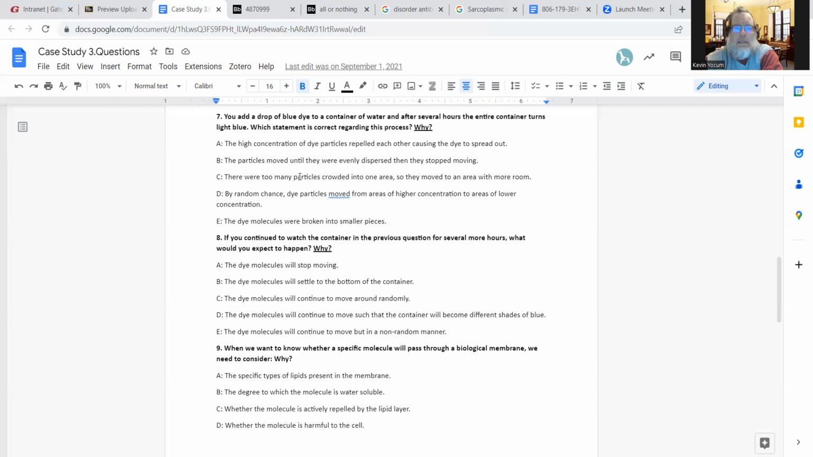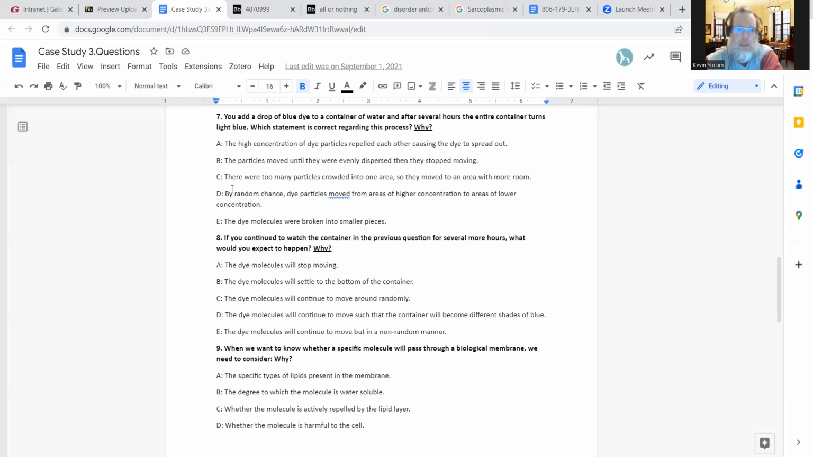I mean, I suppose to a degree it's kind of describing what diffusion is, but I don't know if there are too many particles crowded. That's not your best answer either. I don't think that it does make some sense, but that's not the whole story.